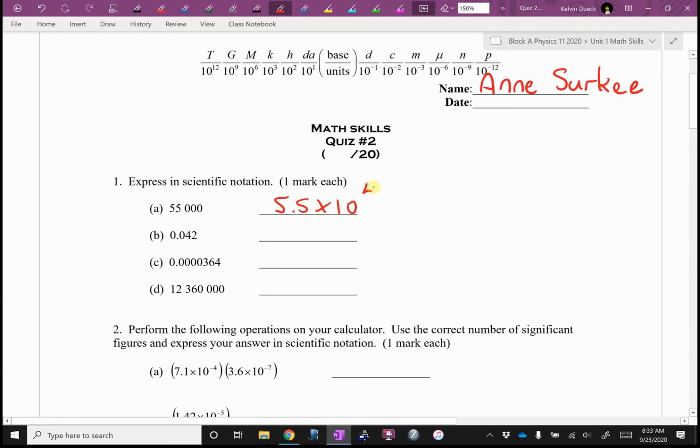5.5 times 10 to the 4th, yes? I'm going to be fussy this time, all or nothing. 4.2 times 10 to the negative 2. 3.64 times 10 to the negative. I always put the negative because certainly I forgot to put that if I don't put it in right away, because I'm so busy counting. I forget to put the negative exponent part in. 1, 2, 3, 4. Negative 5? And then 1.236 times 10 to the 1, 2, 3, 4, 5, 6, 7.